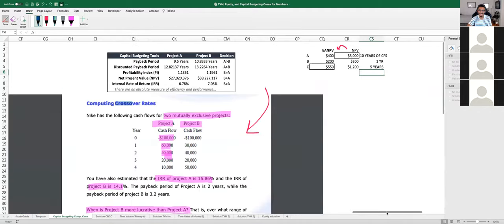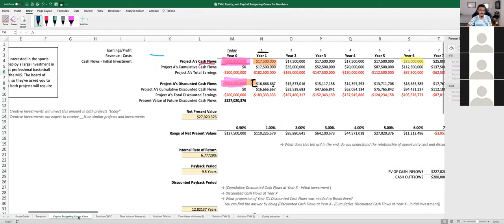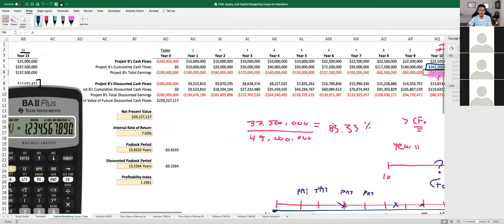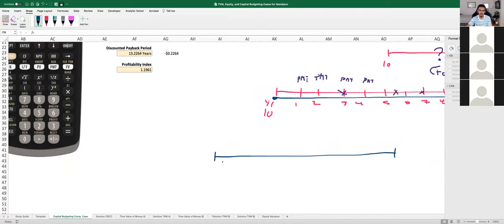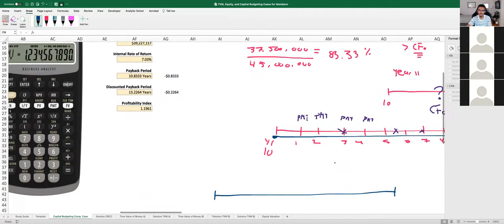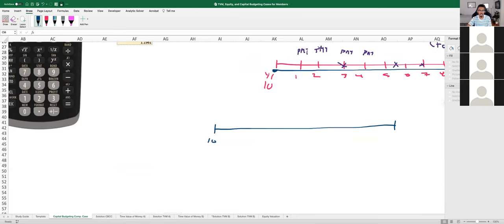Oh, so sorry, I keep on making a mistake. My bad. Sorry about that. So we're going to have our little line here. I believe we're looking at year 10 and year 11. So we have year 10 and we have year 11, okay?